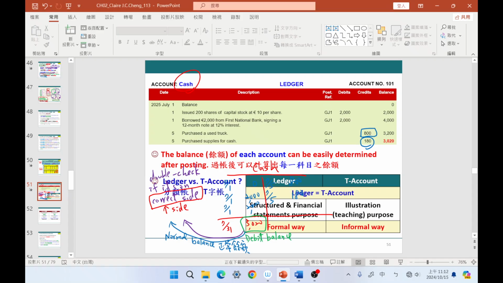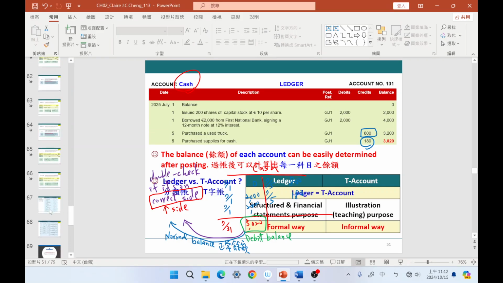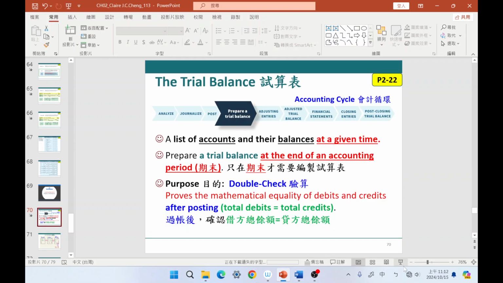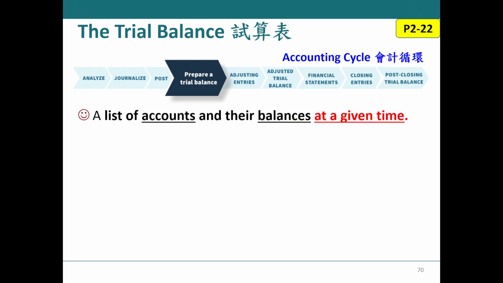So please go to your slide on page 70. We need to do a big double check. So the tool we use is trial balance 试算表. So trial balance 试算表, we use that to double check whether all of the transaction records we have are correct or not. Okay, so after we finish 2 books, we need to double check using trial balance 试算表.